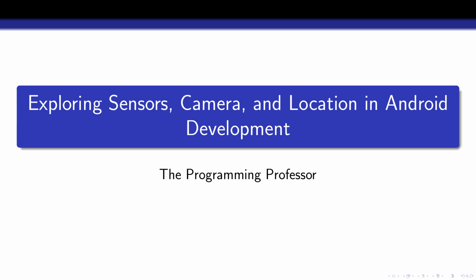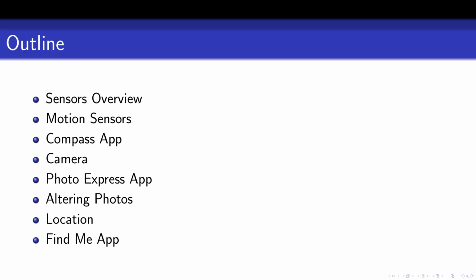Exploring Sensors, Camera, and Location in Android Development by the Programming Professor. Let's start by reviewing the high-level structure of what we'll cover. First, we'll introduce the Android sensor ecosystem and how it's used in mobile apps. Then, we'll build a compass app powered by motion sensors. After that, we'll move on to the Camera and Photo Express apps, where users can take photos, adjust brightness, and save them. Finally, we'll develop the Find Me app, which uses location services and Google Maps to show the user's real-time position on a map.